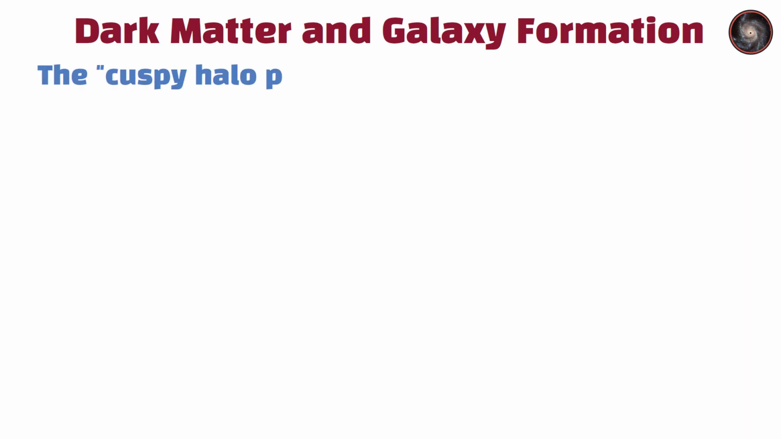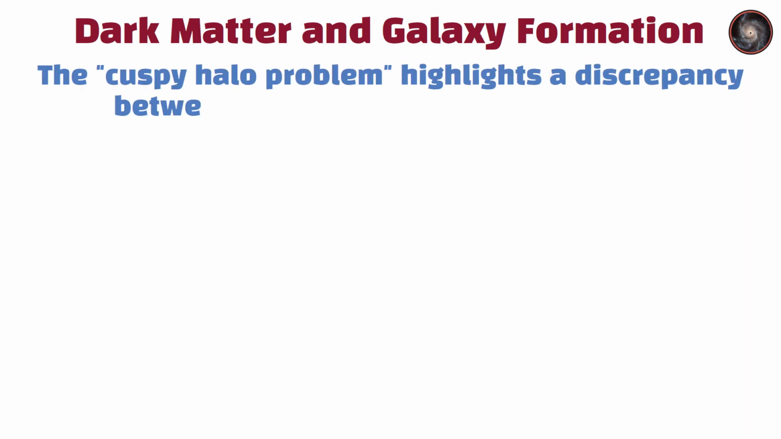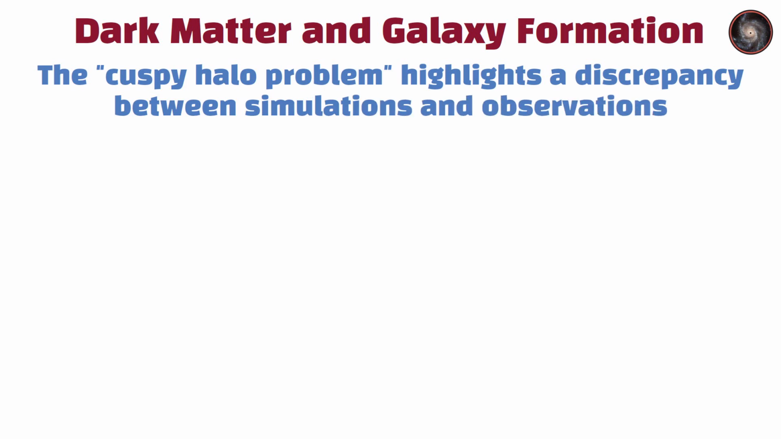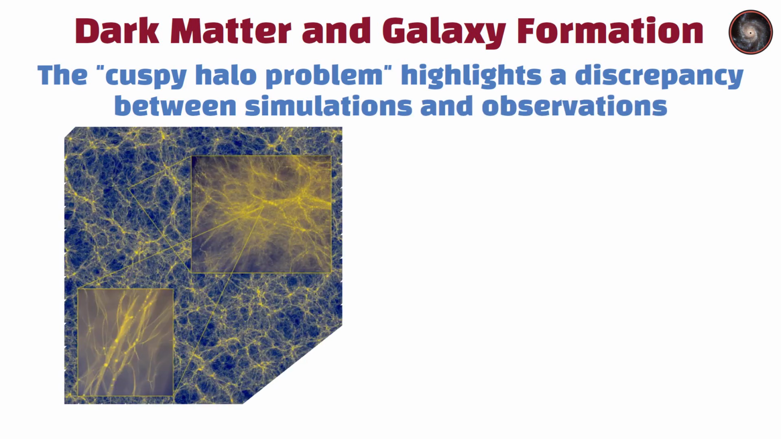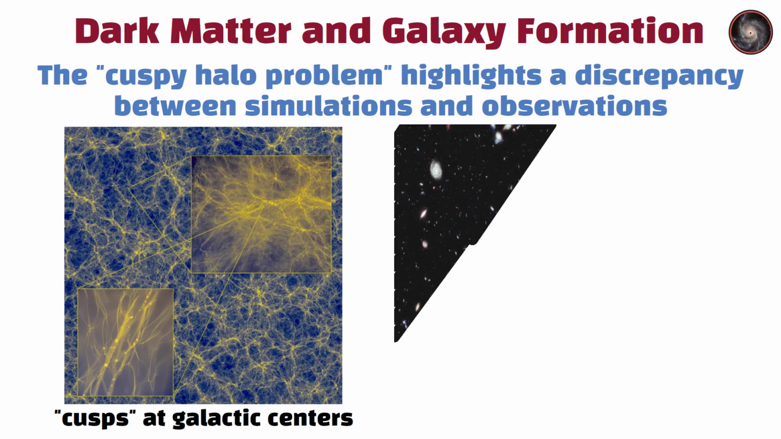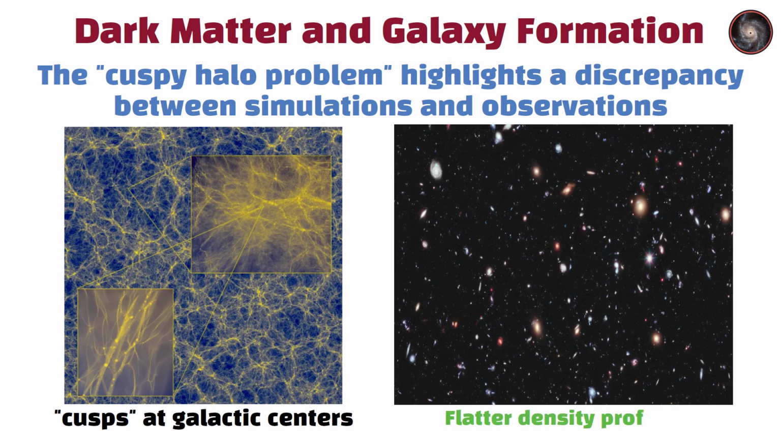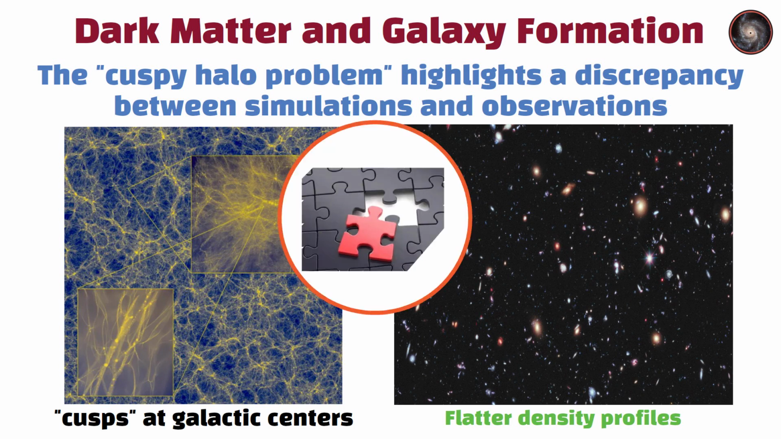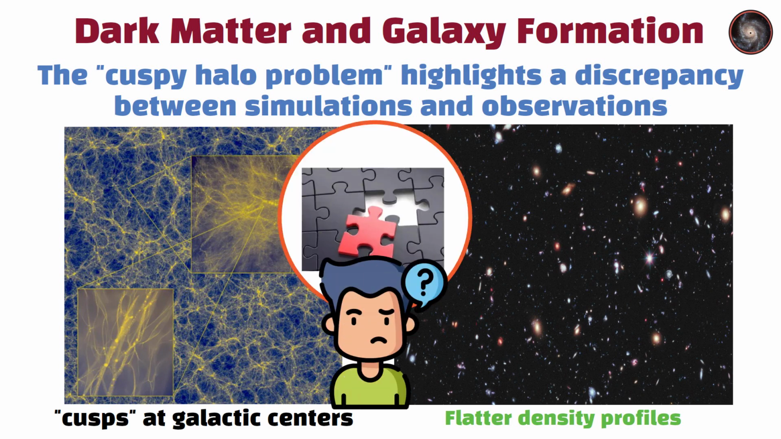The cuspy halo problem highlights a discrepancy between simulations and observations. Dark matter simulations predict dense cusps at galactic centers, but many observed galaxies show flatter density profiles. This mismatch challenges our understanding of dark matter dynamics.